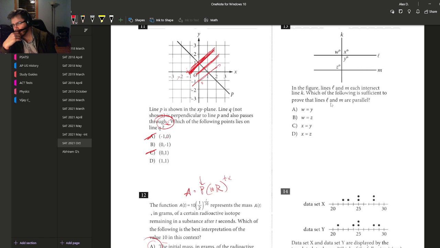If we want to prove that L and M are parallel, W and Z have to be equal. Nothing else. In order for L and M to be parallel, we have to know something about the intersections on both things. Z is the only thing on there, and W and Z would have to be congruent for that to be true. X and Z being congruent does not necessarily make it the case. So that one's out. And these don't even have a Z in them.